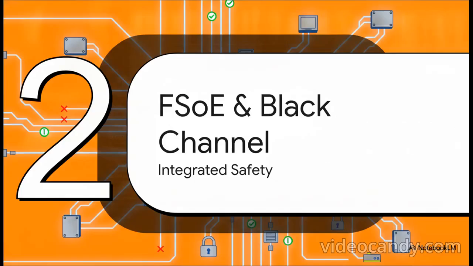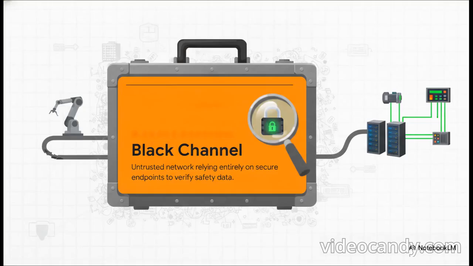Moving right along, Section 2, FSOE and the black channel. So let's transition from those broader network benefits and do a deep dive on that last key advantage we mentioned, integrated safety. To really understand fail-safe over Ethercat, or FSOE, you first have to understand the black channel approach.